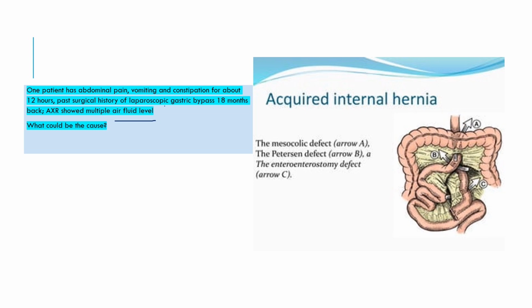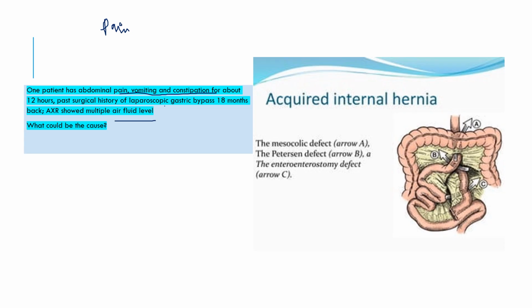So what were the 4 signs? There is pain, there is constipation, there is vomiting, and there is dilatation. That is why you are having multiple air fluid levels. That is the 4 features of what? Obstructed hernia. So especially in the setting of a bypass surgery, you can have internal hernias.